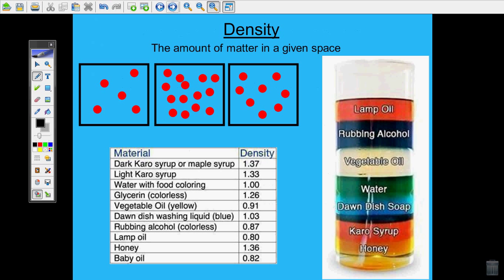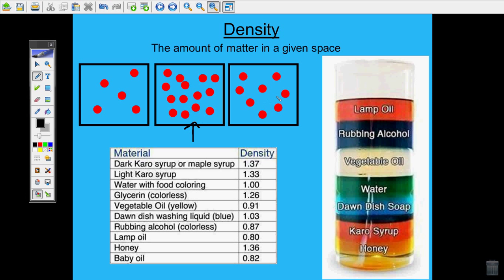Density, the amount of matter in a given space. So here I've got 3 equal volumes. Which one of these would have the highest density? It's the amount of matter in a given space. So if our volumes are equal, this has the highest density because there's more stuff in it in the same given area.